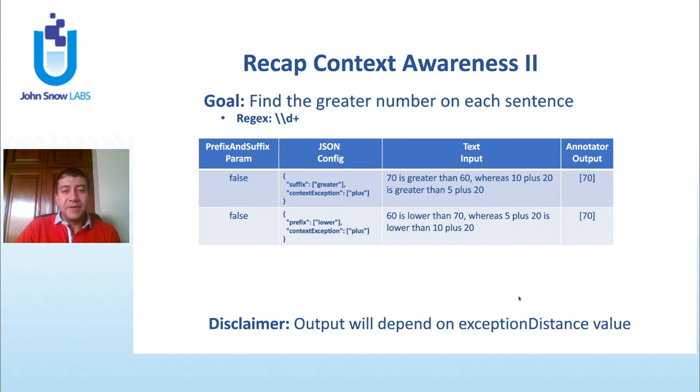A disclaimer here, remember that the output will depend on the exception distance value. So bear in mind that a small distance value could find very few exceptions that could lead to undesired output, whereas a long distance can find too many exceptions. So we will have no output at all. So set a distance that best fits your problem.